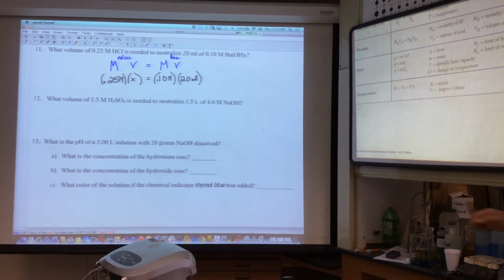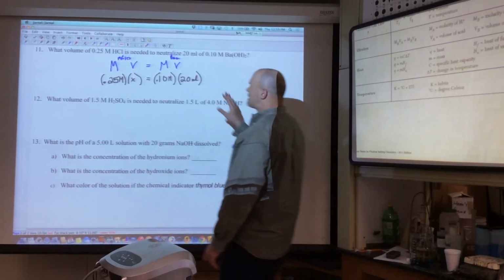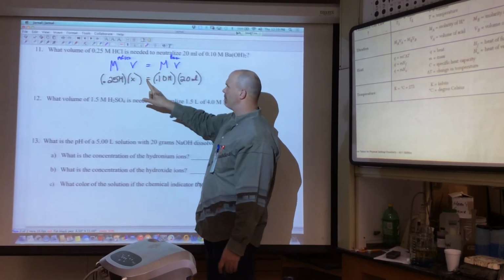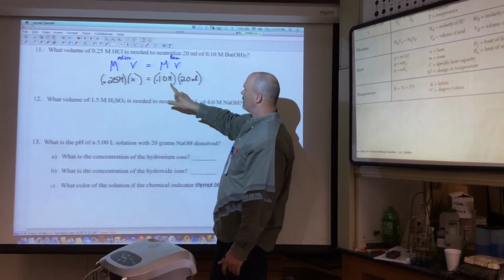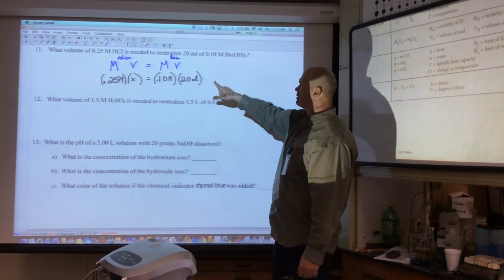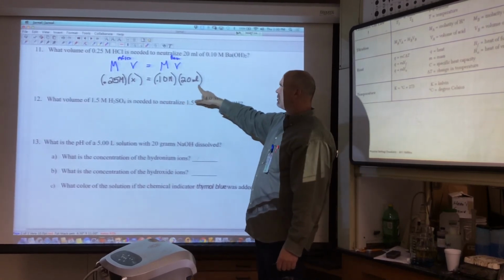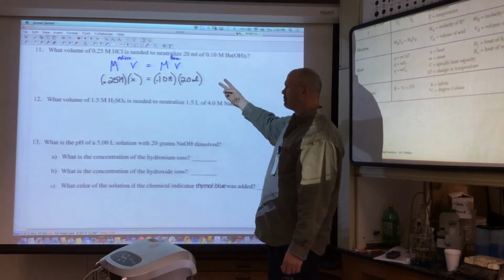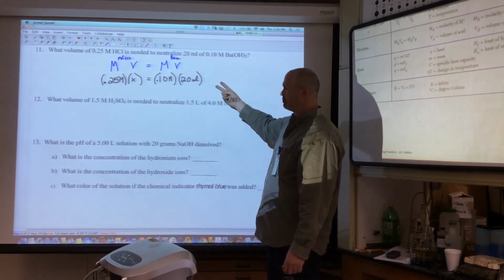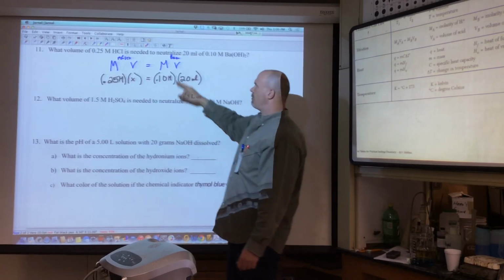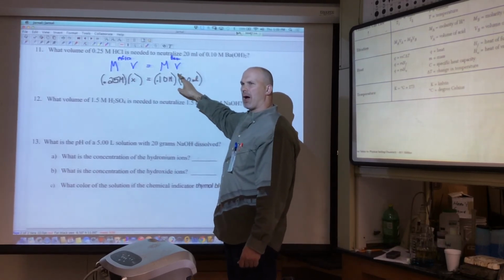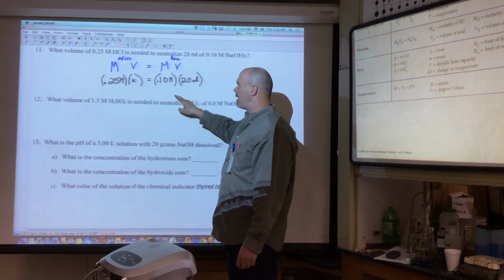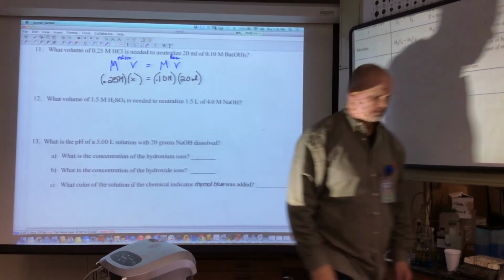Okay. Now, here's what we can do. Let's solve for x as if it was a 1-to-1. All right? So we got 0.1 times 20. So 10% of 20 is 2. And then we have 2 divided by 0.25. 2 divided by a quarter, that means you multiply by 4. You get x equals 8.